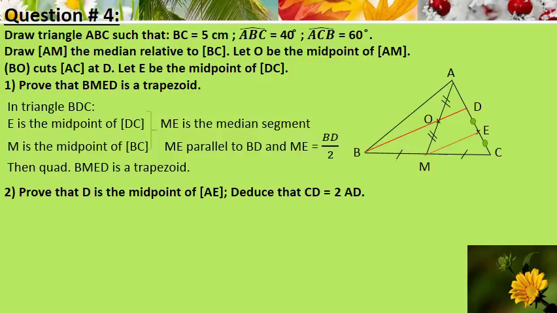This is the solution. So in triangle BDC, E is the midpoint of DC, M is the midpoint of BC. From these two, we get ME is the median segment, ME is parallel to BD and equals its half, then the quadrilateral is a trapezoid. Okay? Now, we should prove that D is the midpoint of AE.